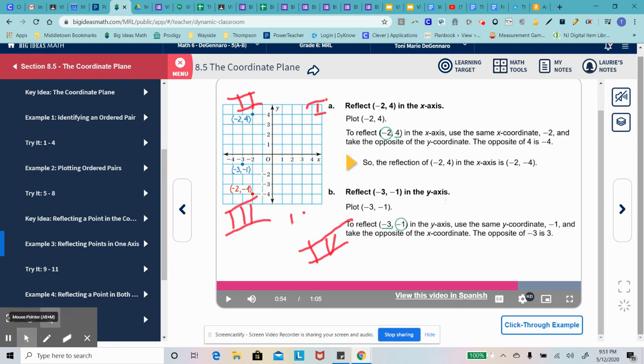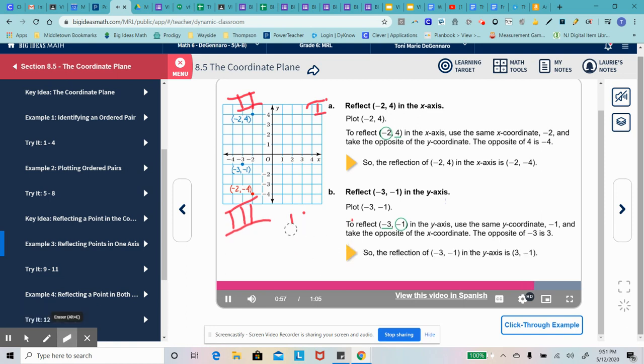You're right here at (-3, -1). We need to reflect in the y-axis, so think about where you need to go, which quadrant, and what you're going to be changing. Let's see if you were right. The opposite of -3 is 3. So the reflection of (-3, -1) in the y-axis is (3, -1). I hope you said quadrant 4, because you were correct.